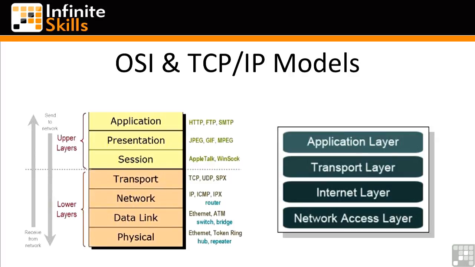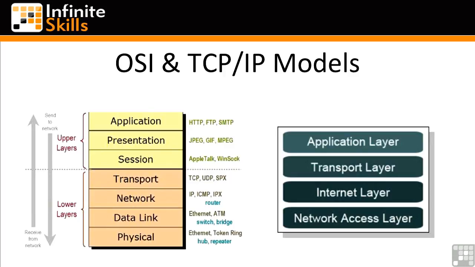The network layer, which is right above that at layer 3, is where IP lives, as well as ICMP and IPX from the IPX/SPX suite of protocols from Novell. Routers operate at layer 3. Layer 4 above that is the transport layer. That's TCP, UDP, and SPX, again from the IPX/SPX suite of protocols.